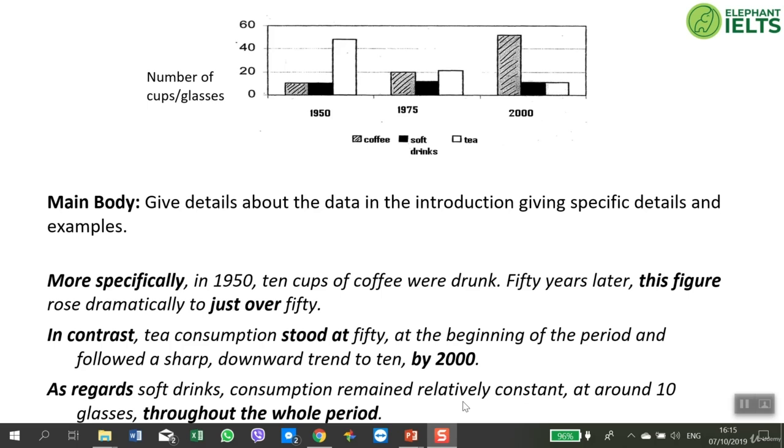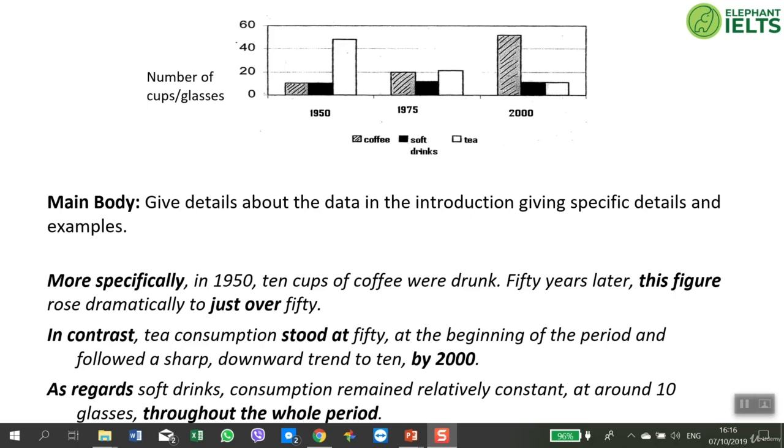And I say "relatively" because if you notice here in 1975, there was a very slight rise. So if I say "relatively," I'm covered, aren't I? At around 10 glasses. So again, I put the number of glasses. And again, I talk about the period differently using "throughout the whole period."